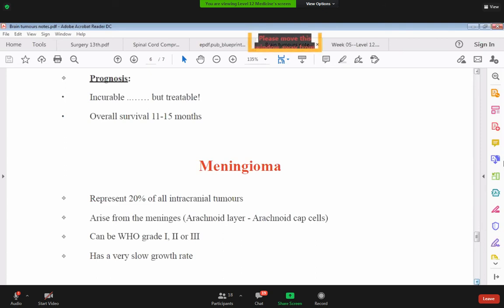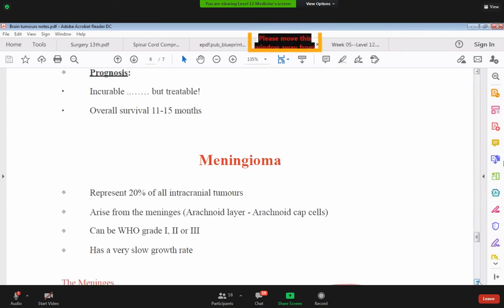Quality of life, we have to give terminal support to the patient. For that period you can give at least symptomatic control to the patient.